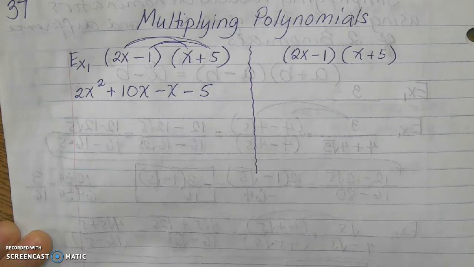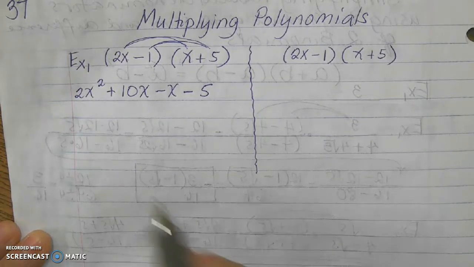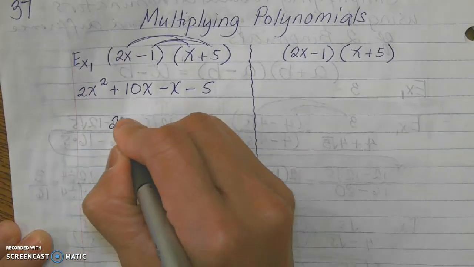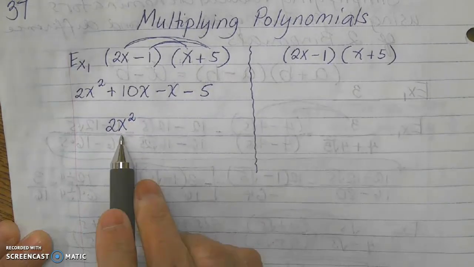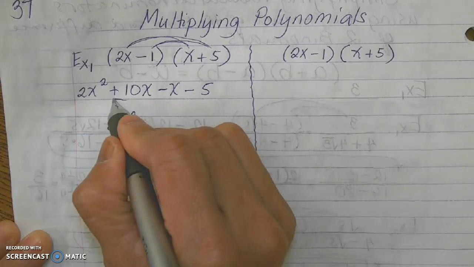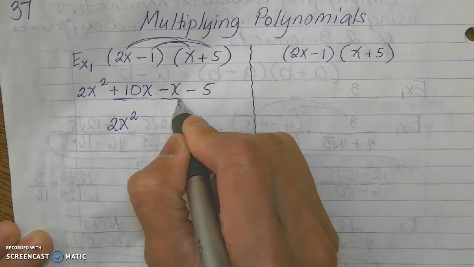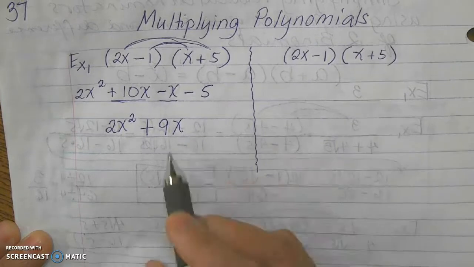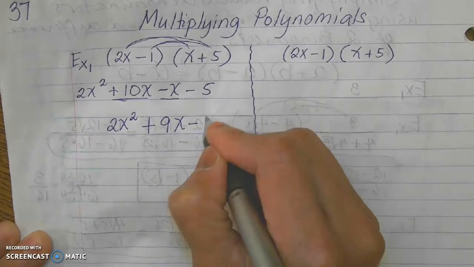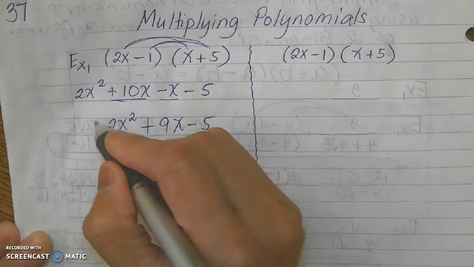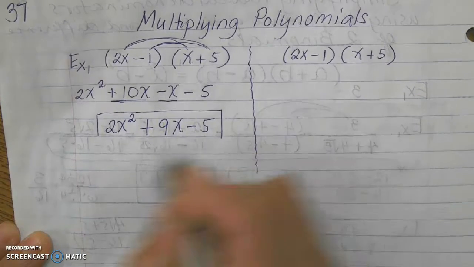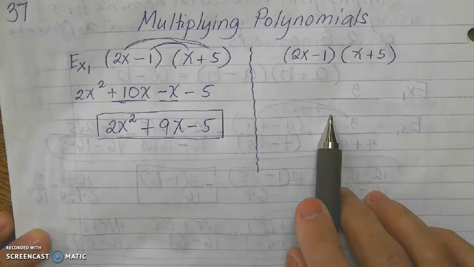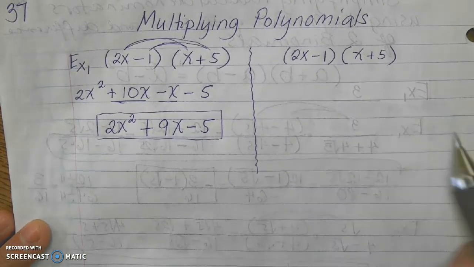The only thing I need to do is combine like terms. This is alone by itself, so I'll have 2x squared. Positive 10x minus x is positive 9x. And this is alone, so negative 5. That is my product. I must get the same exact thing on this side, except that on this side, I'm going to use the box method.